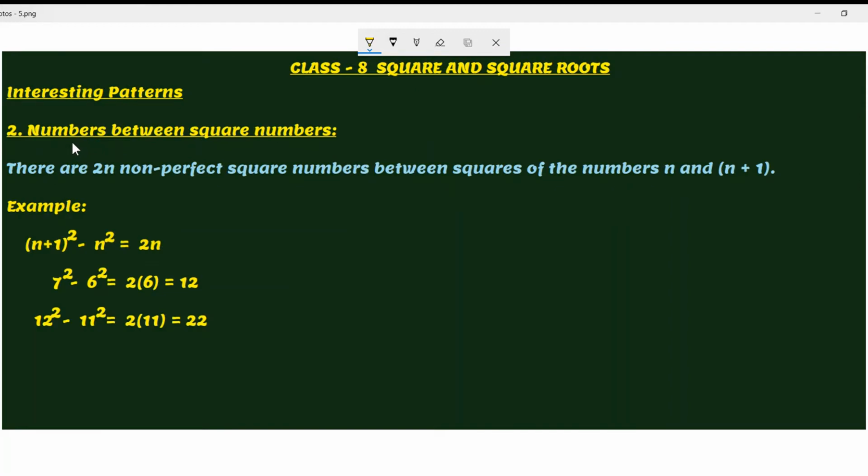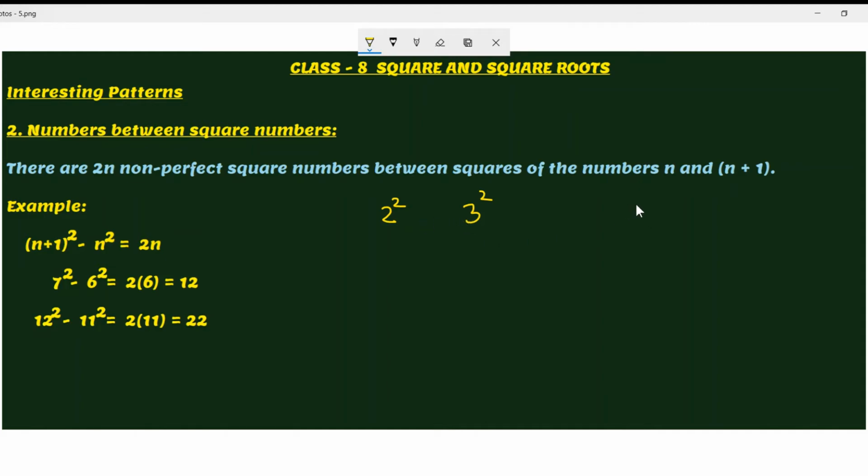Next pattern is numbers between square numbers. That means there are 2n non-perfect square numbers between the squares of the numbers n and n plus 1. For example, if you want to find out the numbers between two successive square numbers, I am taking here 2 square and 3 square. How many non-perfect square numbers lie in between these two?